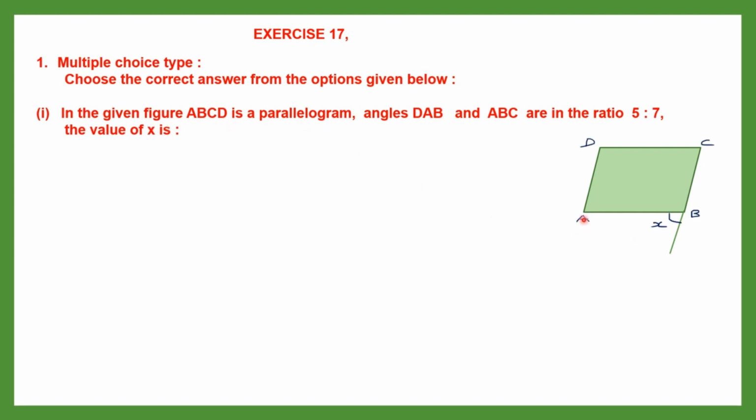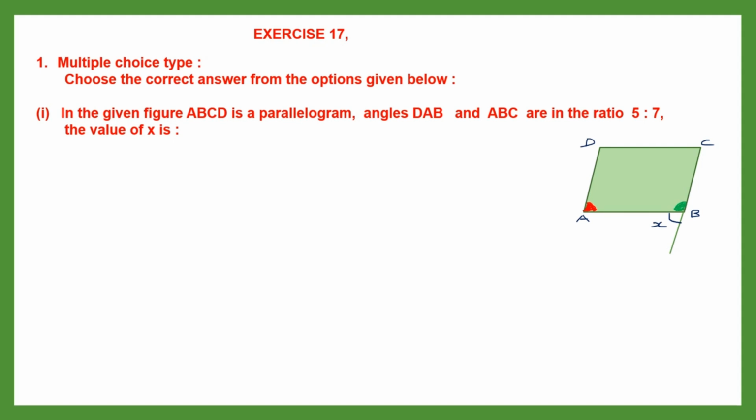So this is the figure given to us, A, B, C, D. This is a parallelogram. Now look at the rest of the question. Angles DAB. So that is here. Let's mark that. So this is angle DAB, and angle ABC. Let's mark that also. So this is angle ABC.